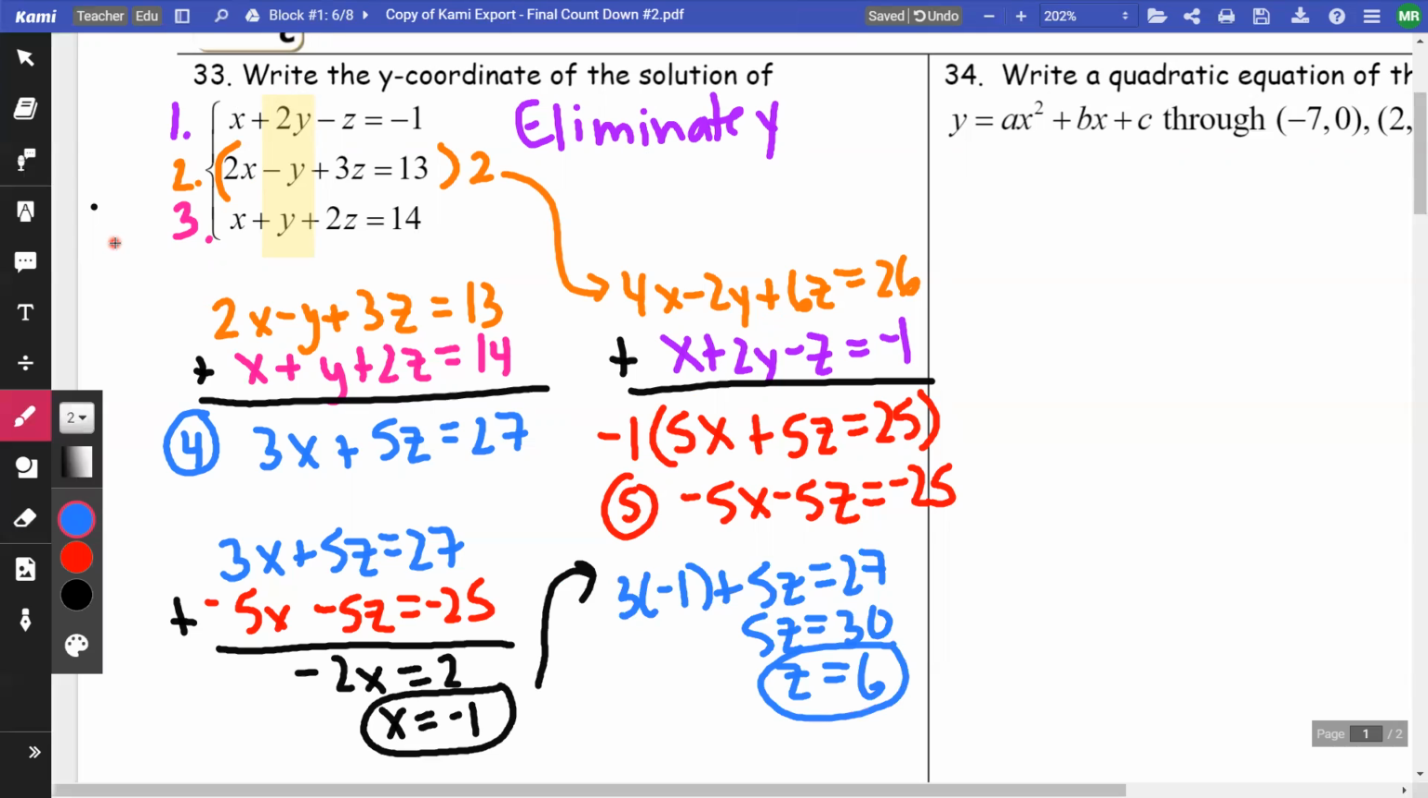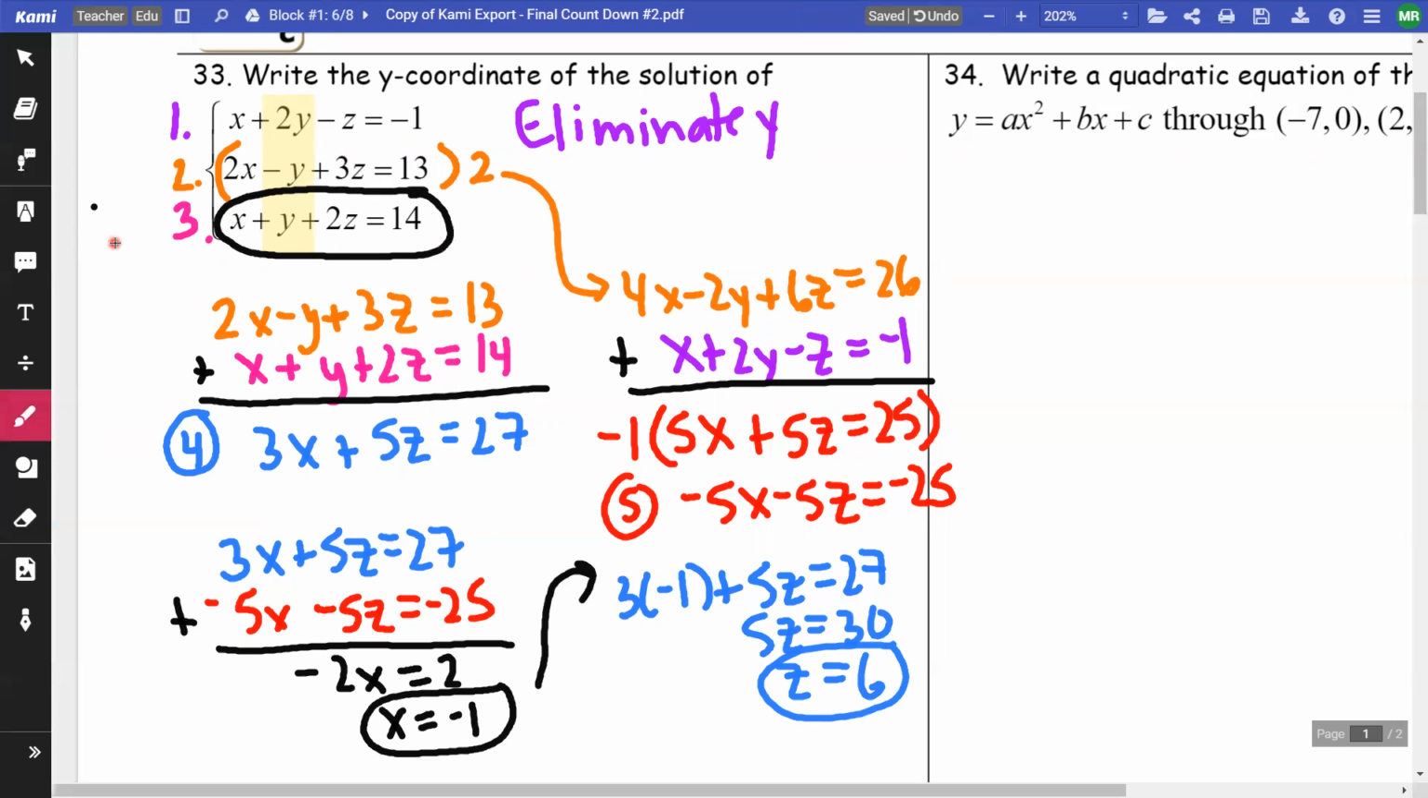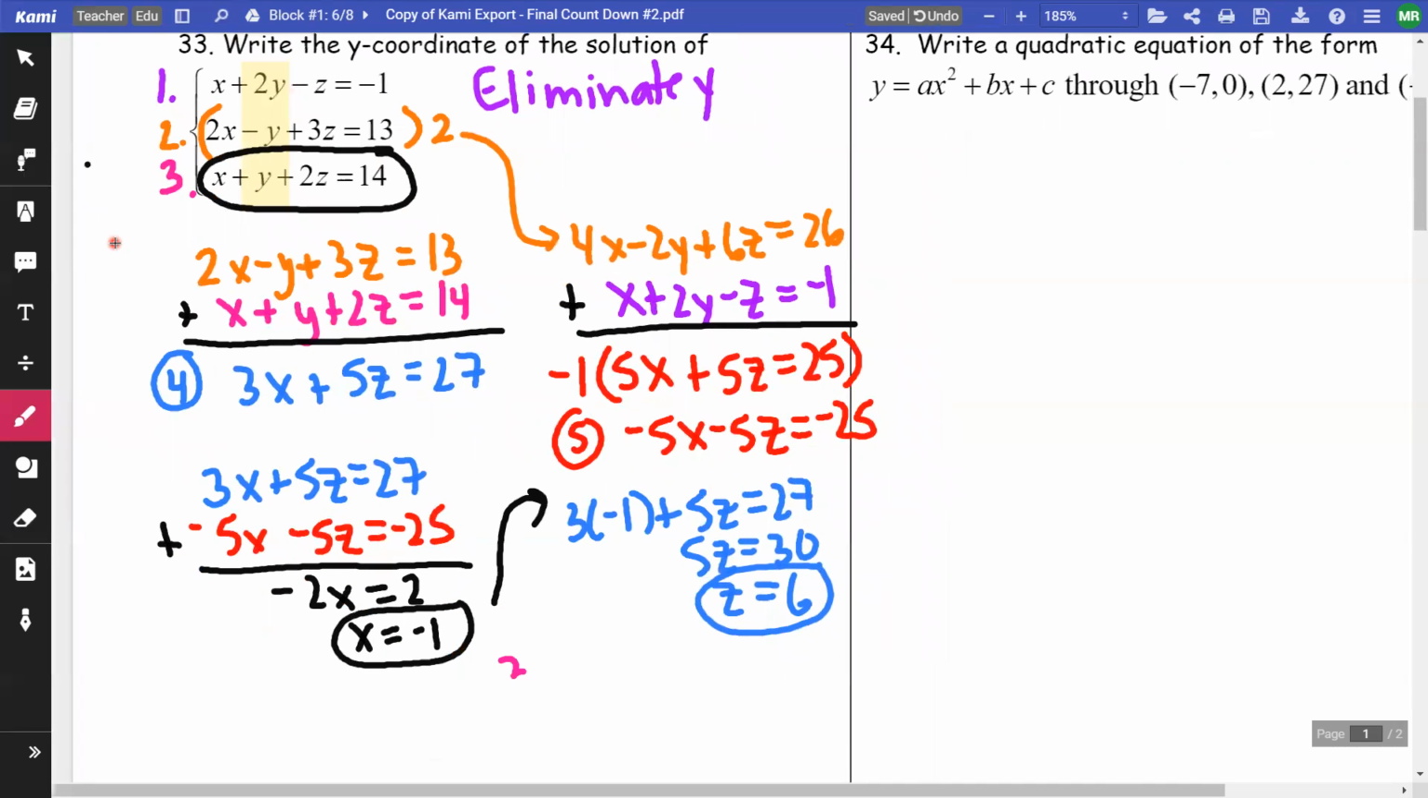Now that I have my x and z, I'm going to take it into any of the equations 1, 2, or 3. I'm trying to find y. I think I'm going to do it into equation 3 because that is just plain old y. Equation 3 is x, so that's negative 1, plus y plus 2 times my z, which is 6, is equal to 14. That's going to give me negative 1 plus 12. So I'm going to get 11 plus y equals 14. So my y is going to be 3.